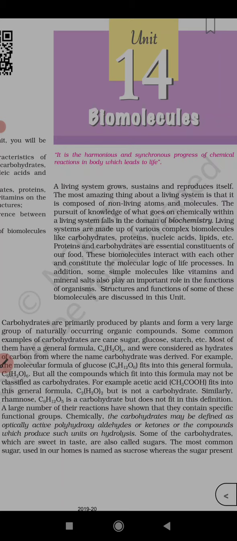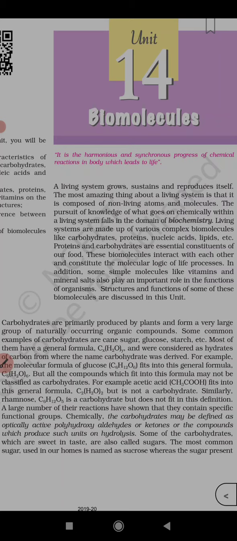So let's start. What is a biomolecule? It is the harmonious and synchronous progress of chemical reactions in the body which leads to life. A living system grows, sustains and reproduces itself. The most amazing thing about a living system is that it is composed of non-living atoms and molecules.